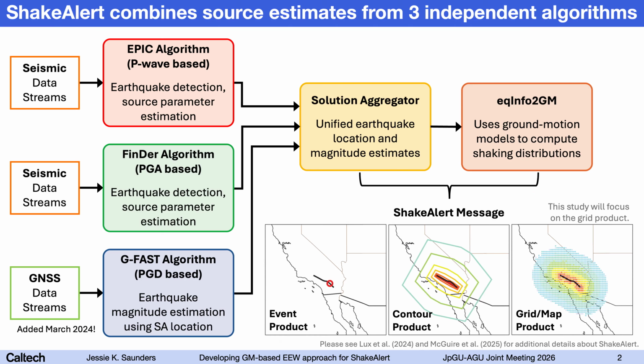West Coast. However, there are still situations that can be challenging for source characterization approaches, such as large earthquakes where it takes several seconds to reach a high magnitude estimate, as well as active aftershock sequences where there are many earthquakes in a short period of time. And this is where incorporating a ground motion-based earthquake early warning approach could help.